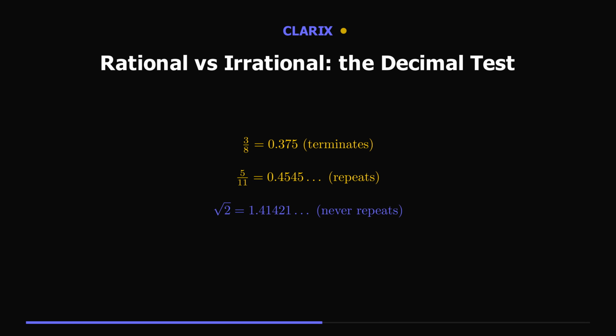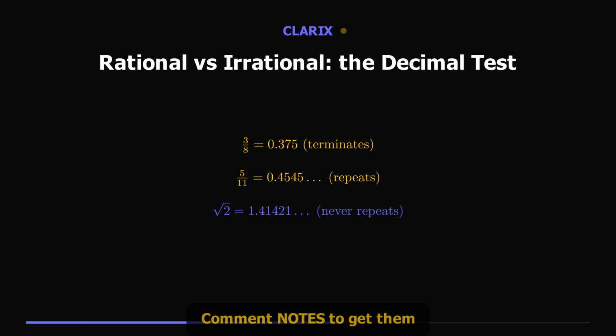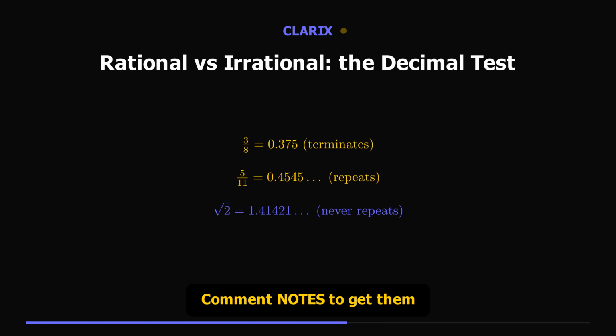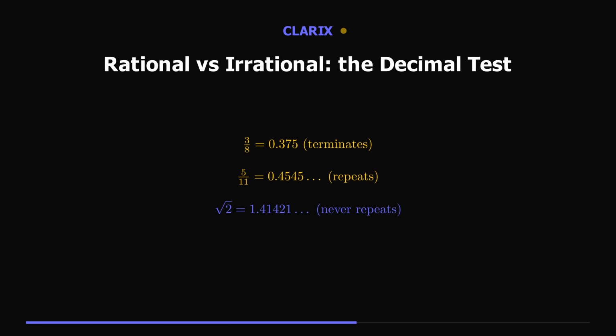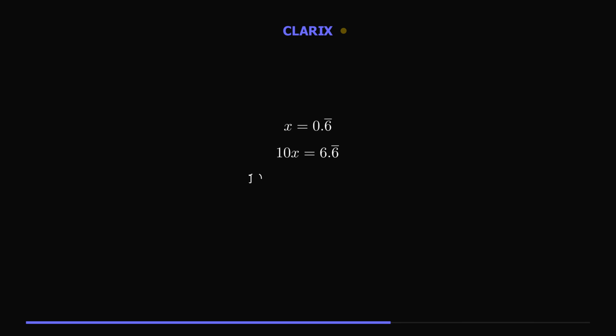The easiest way to tell rational from irrational is to just look at the decimal. A rational number's decimal either terminates completely, like 3/8 equals 0.375, or repeats forever in a block, like 5/11 equals 0.454545 repeating. An irrational number's decimal does neither. It goes on forever with no repeating pattern at all, like root 2 equals 1.41421356, with digits that never settle into a loop. You can even convert a repeating decimal back into a fraction.